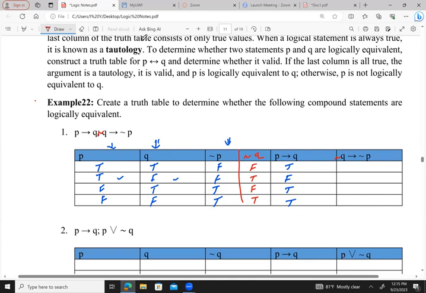Okay, so now I have not Q, if not Q, then not P. So is there any time when not Q is true that not P is false? Yes, right here. Every other place it is true. So you see this and this match, so they are equivalent, and this is the symbol we use for equivalence. Equal, and then a squiggly line above it, a tilde.